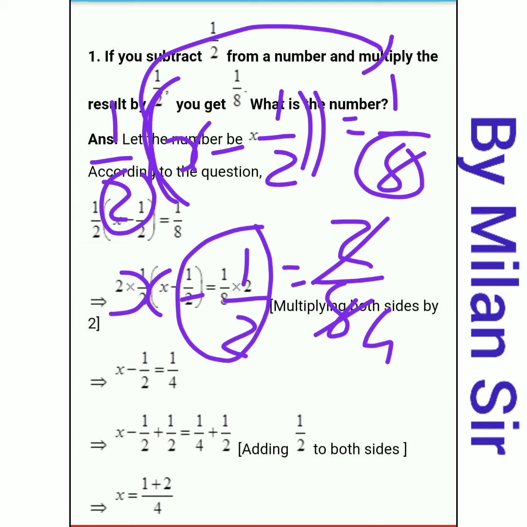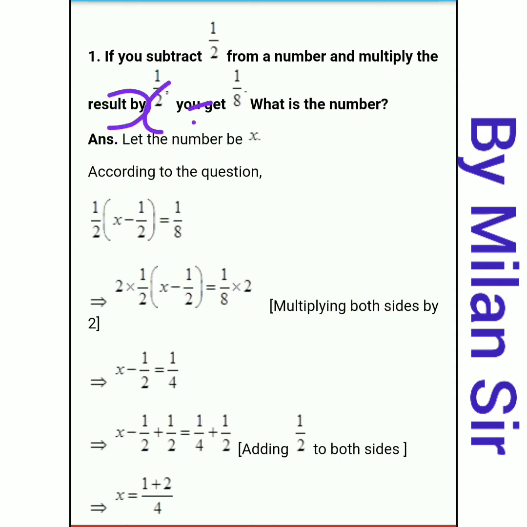Now for finding x, we need to transfer this minus 1 by 2 to the right hand side, because on one side we want our variable and on the other side we want the number. So x is equal to, now in the right hand side nothing is present in the numerator, so we can write 1. So 1 by 4. Now transfer this minus 1 by 2 to the right hand side, it becomes plus 1 by 2. So x is equal to 1 by 4 plus 1 by 2.